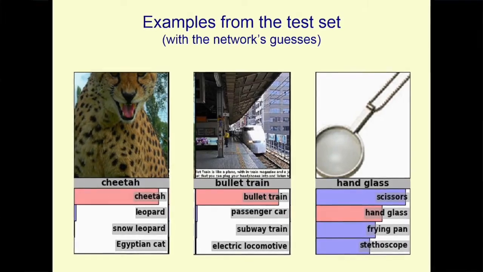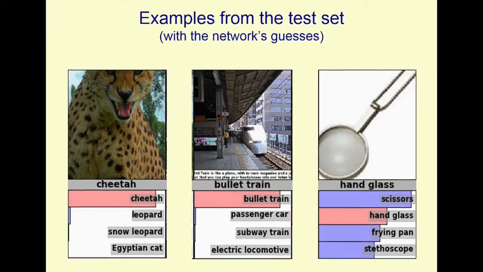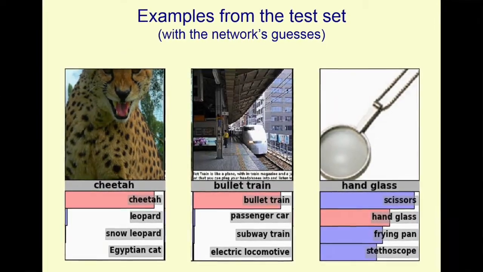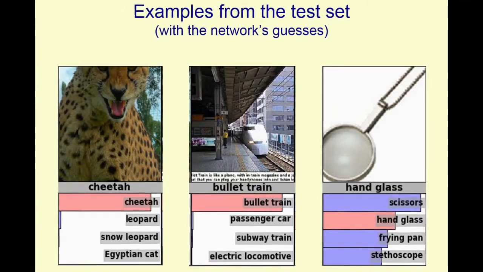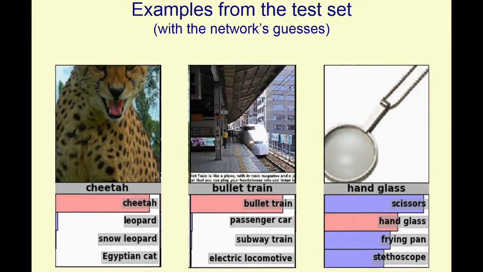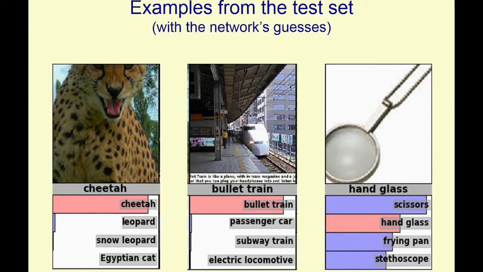And its other bets are quite good bets. For this one, its first bet is scissors, and its second bet is a hand glass, and its third bet is a frying pan. If you screw your eyes up, you can see why it thought it might be a frying pan. It didn't recognise that that chain is actually not a solid handle. So basically, this system needs glasses. But you can see that they're visually similar things it's getting.